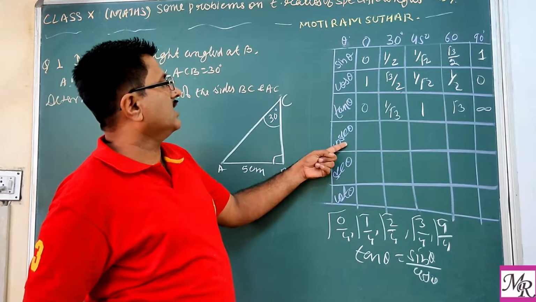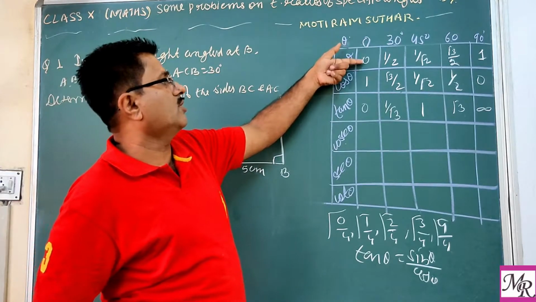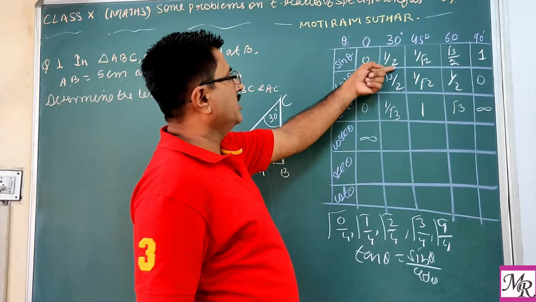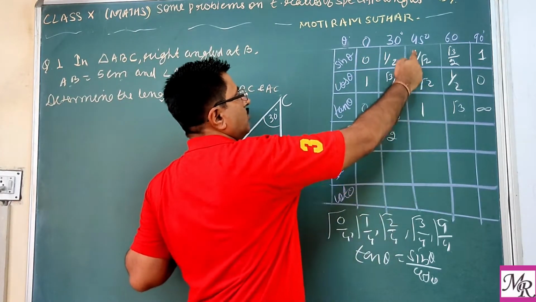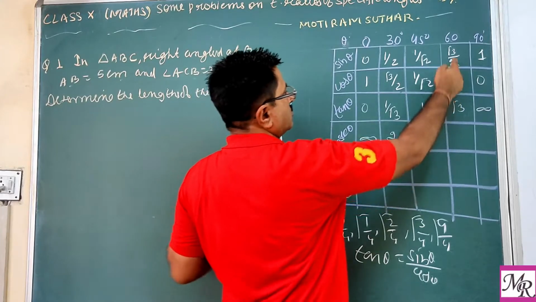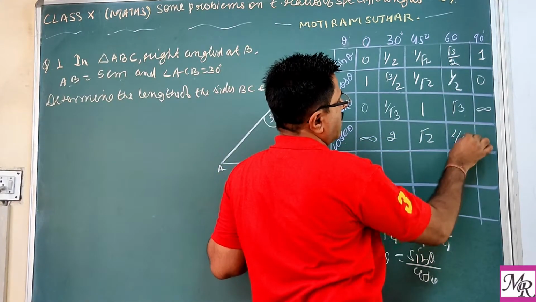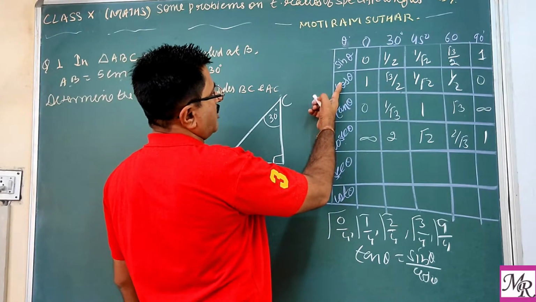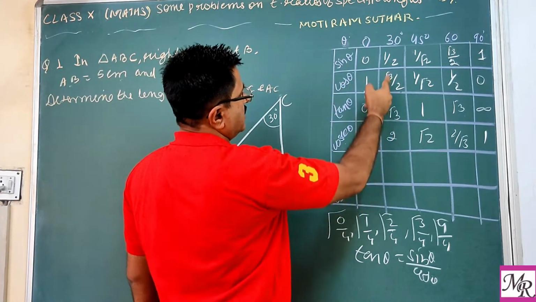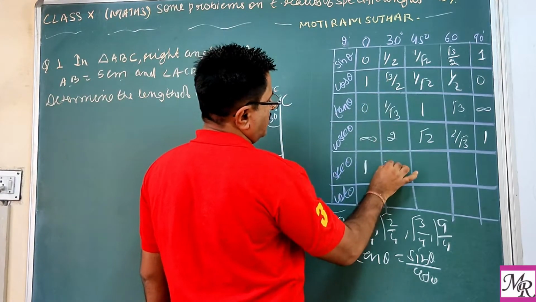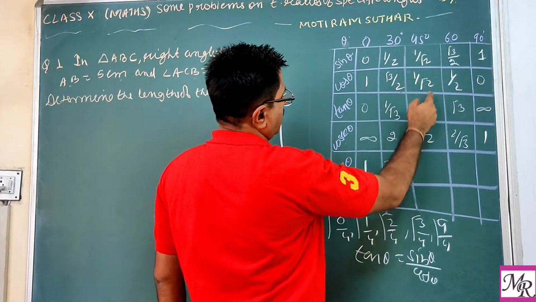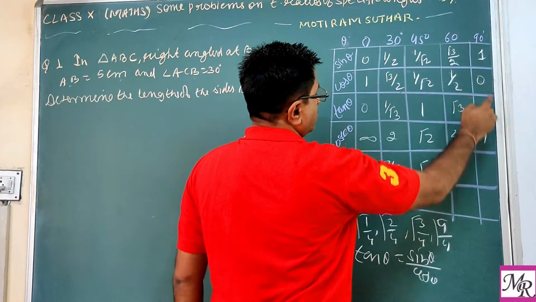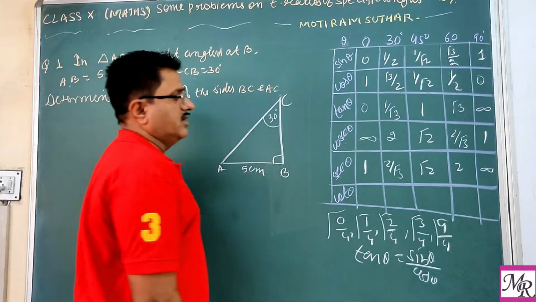Now cosec is the reciprocal of sine. So 0 upon 1, reciprocal is 1 upon 0, that is infinity. 1 by 2 reciprocal is 2. 1 by root 2, root 2. Root 3 by 2, 2 by root 3. 1 reciprocal 1. Similarly sec theta is the reciprocal of cos. 1 upon 1 is 1. Reciprocal of root 3 by 2 is 2 by root 3. Reciprocal of 1 by root 2 is root 2. Reciprocal of 1 by 2 is 2. 0 reciprocal is 1 by 0, that is infinity.